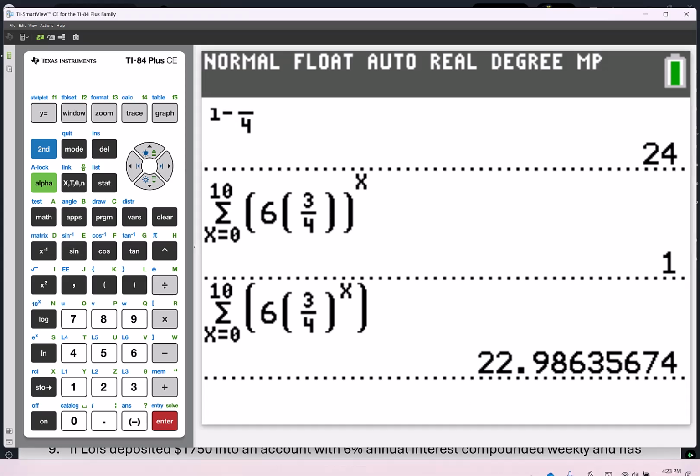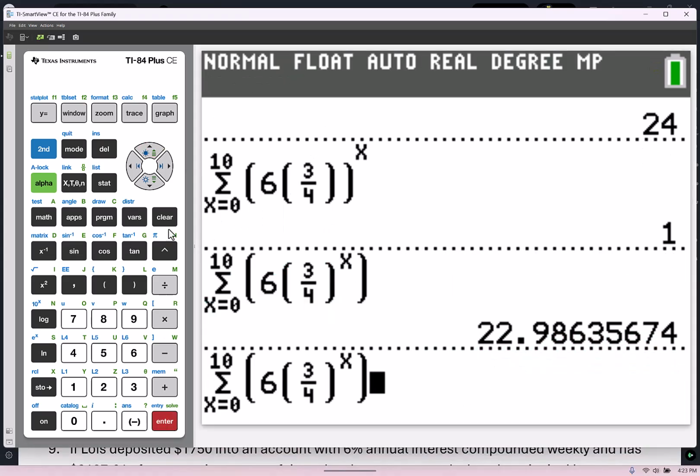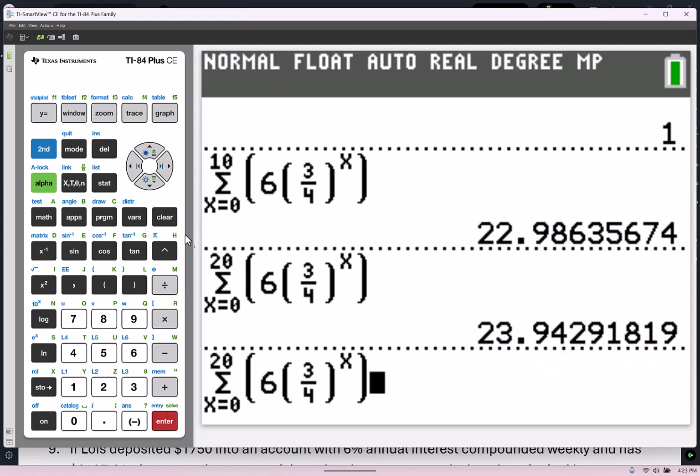All right, let's do more. So I'm going to scroll up. And instead of 10, I'm going to put what? What's a good number? 20? You can probably already guess just by that. Look at that. 23.94. It's getting closer and closer to what? Yep. I bet you if we put 100, let's see.